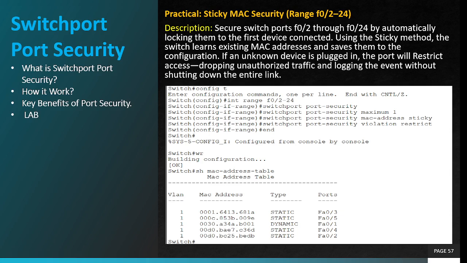Here we wanted to set the security on multiple ports. So we have taken the ports from 2 to 24, enabled the port security, then set the maximum to one. That means only one MAC address will be registered on each port. Then the MAC address is sticky. That means whatever MAC address comes first onto the port, it will be static. And the violation is restrict. So unlike shutdown, the port remains up for the authorized users. So let's do it practically.